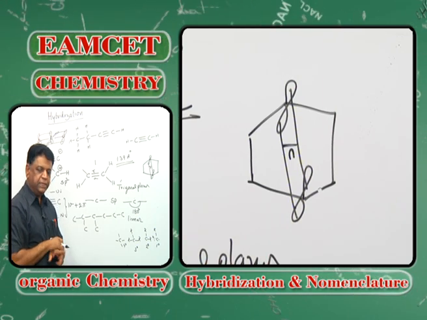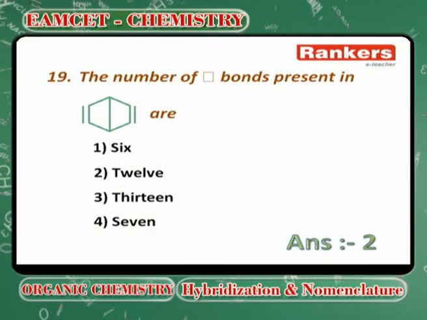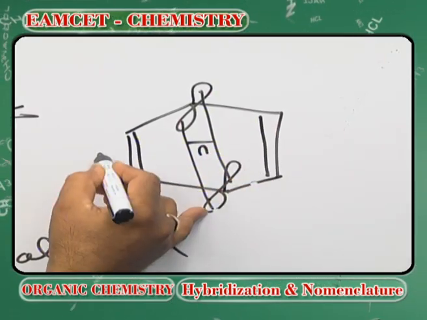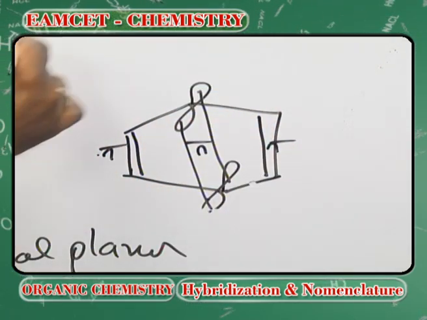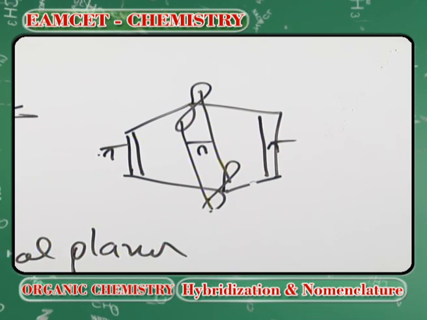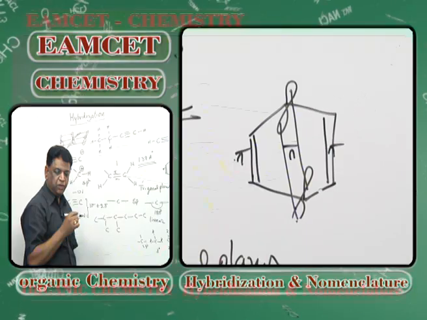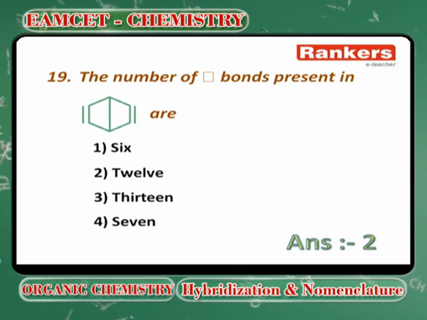Just like benzene, this is also having 12 sigma bonds and 3 pi bonds. The middle one is a pi bond, though it looks like a sigma. The other two are pi bonds. So, how many pi bonds are there? 3 pi bonds are there. As usual, 6 hydrogens around the benzene, 6 sigma bonds. In between, that is in the ring, also made up of 6 sigma bonds. So, therefore, 12 sigma bonds and 3 pi bonds are there. Here the answer is 12 sigma bonds.